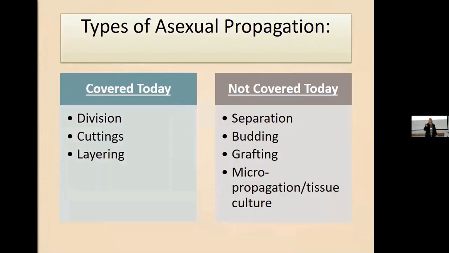Today we're going to be talking about division, cuttings, and layerings. In the time that I have, we don't have time to get into other topics, but you did have some grafting in your rhododendron presentation, and there was seed starting. I think Shauna talked about seed starting last week. So you've gotten quite a bit of propagation through the series.